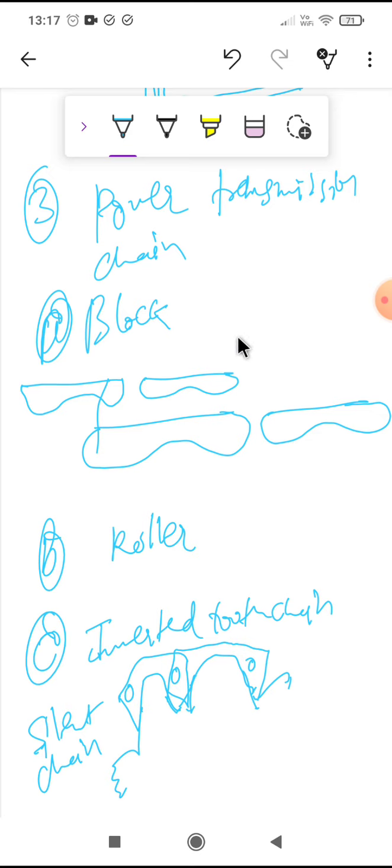So this concludes our chapter, that is belts and chain drive. We have seen ways of belt equations and also chain drive. So this will conclude this chapter.